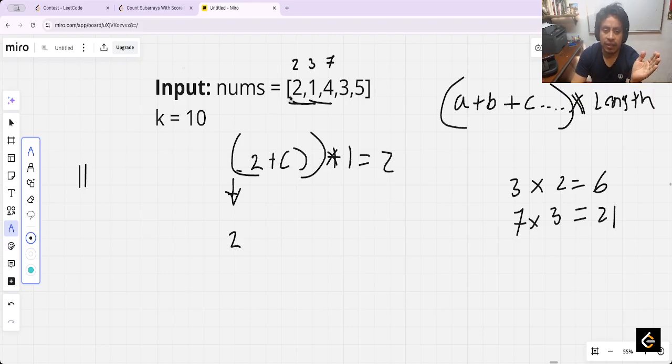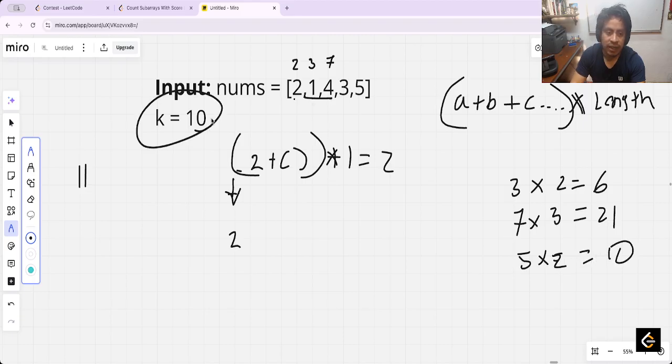That means I need to reduce the first element, until the result is less than k. In this case we need to remove the first element. In this case it is 7 less 2, which is 5. 5 multiplied by 2 is equal to 10. But 10 is not less than 10, it is equal.